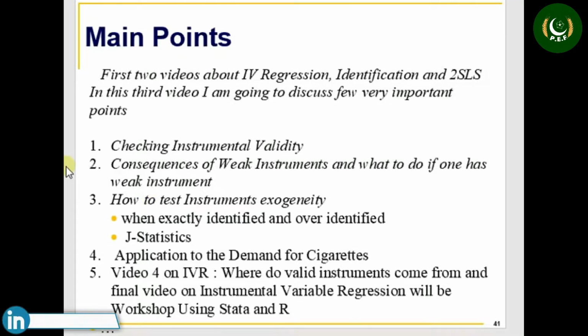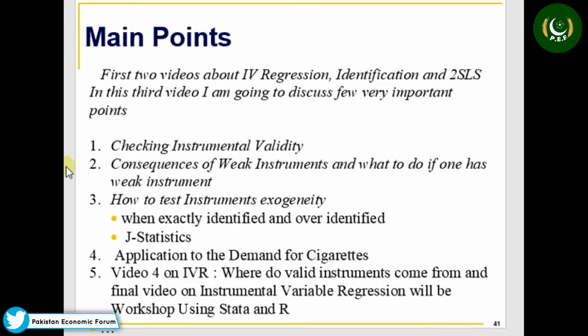Welcome to this third video on instrumental variable. In the first two videos, we have discussed instrumental variable regression and general instrumental variable regression along with identification, definition and two-stage least square. So in this video, I am going to discuss relevance of an instrument, checking instrumental validity.